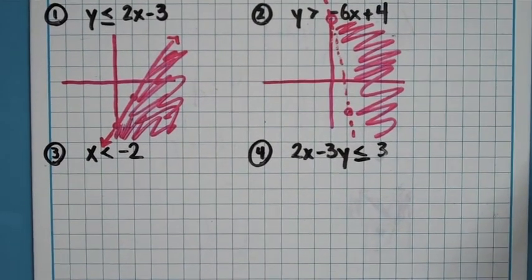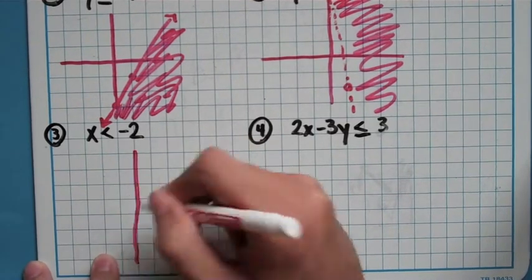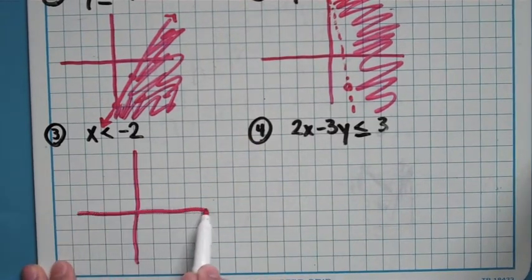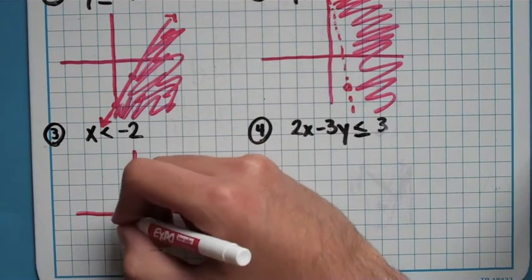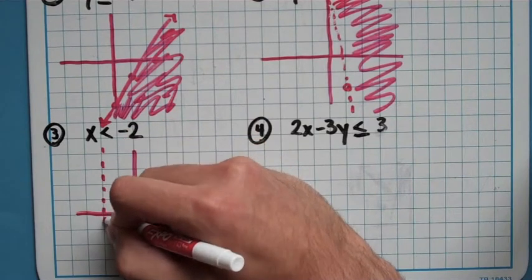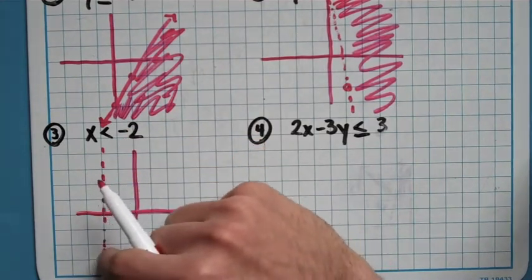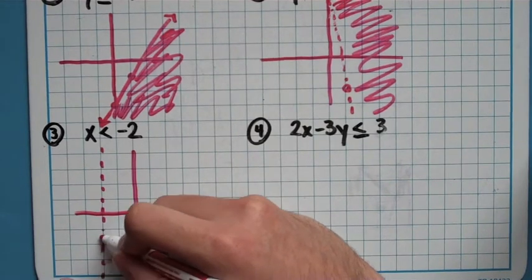Two more examples here. x less than -2. So recalling back to previous videos, x by itself means a vertical line. So I'm going to go to -2, and I want a dotted line on this one because it's just less than, not less than or equal to. I'm not very good at making dotted lines today, sorry.